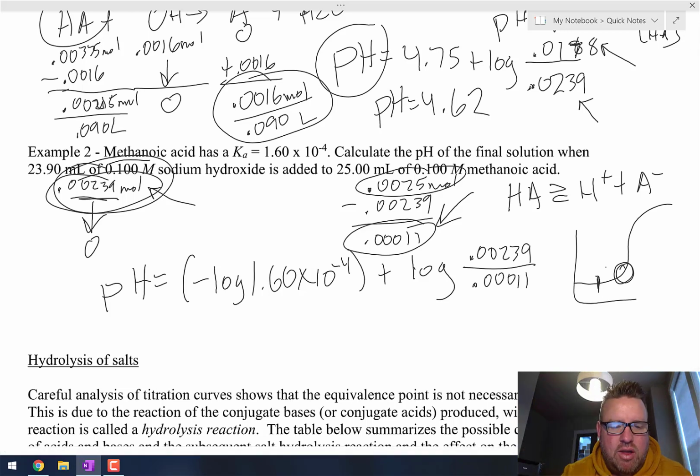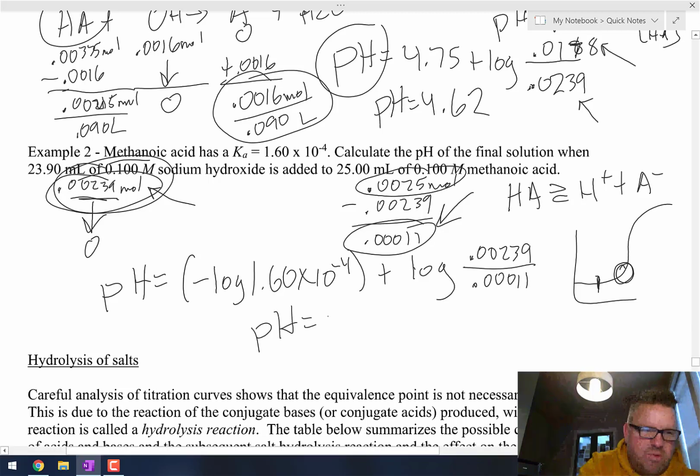So the negative log of 1.6 times 10 to the minus fourth is 3.79, plus the log of 0.00239 divided by 0.00011 equals, and I'm hoping that number is going to be higher than it was, and it is. It was 4.7, now it's 5.13.